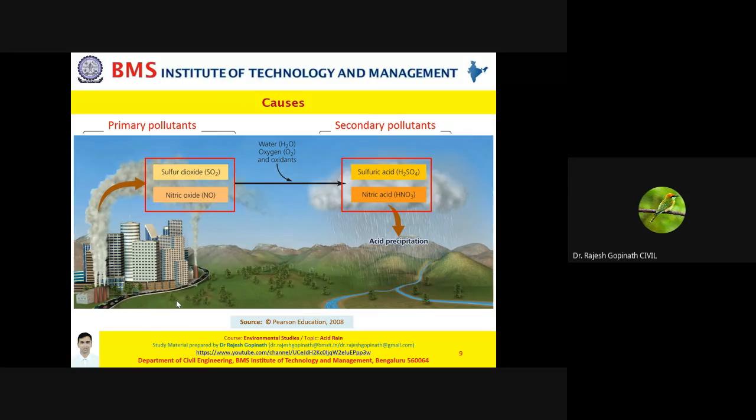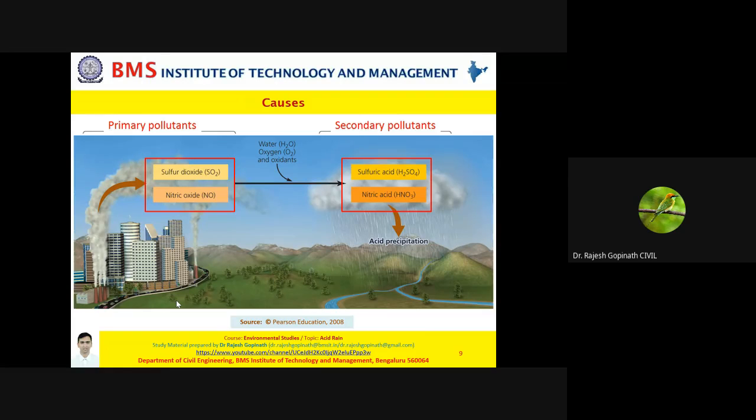Friends, carbon dioxide is a primary pollutant in this context. Carbon dioxide results in the formation of carbonic acid. Carbonic acid is a secondary pollutant. In the same sense, the primary pollutants in the case of acid rain are sulfur dioxide and oxides of nitrogen.